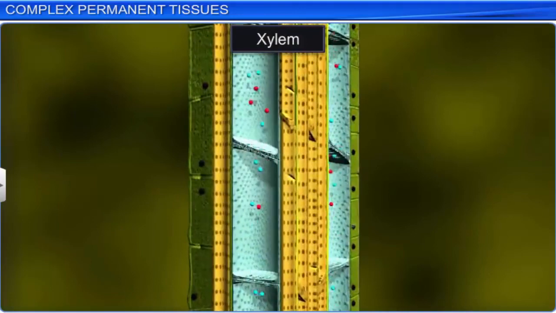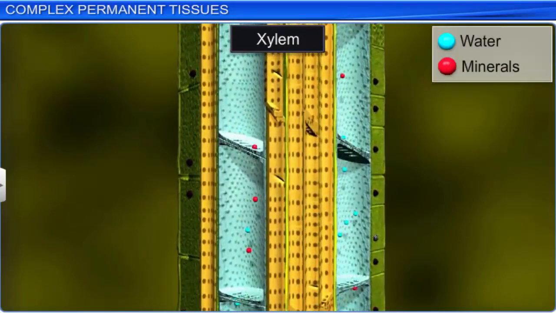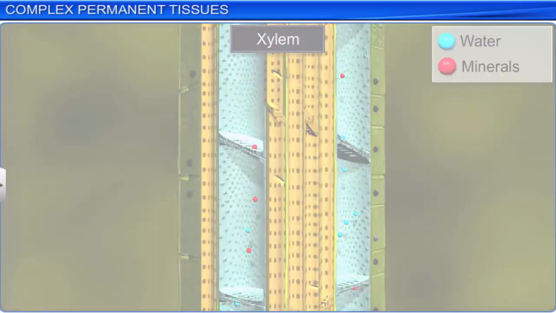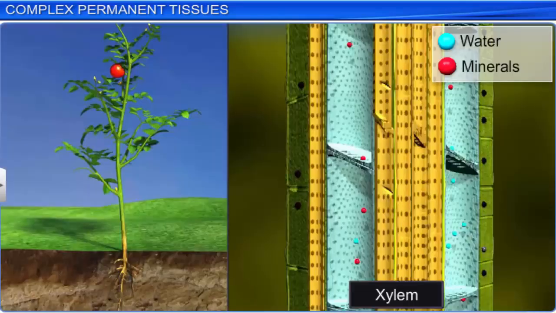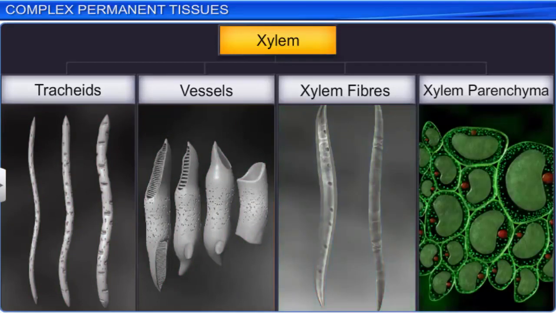Xylem performs the function of conduction of water and minerals from the roots to the stem and leaves. It also provides mechanical strength to the plant. Xylem consists of 4 different types of cells: tracheids, vessels, xylem fibers, and xylem parenchyma.